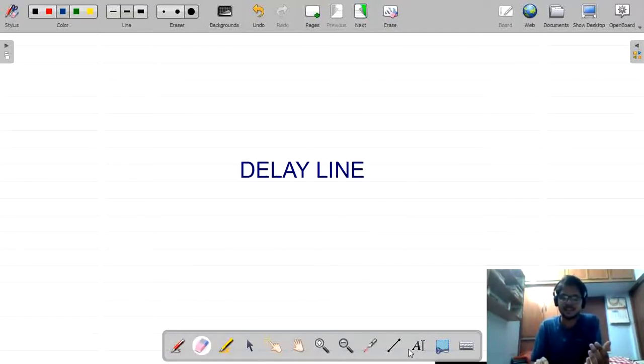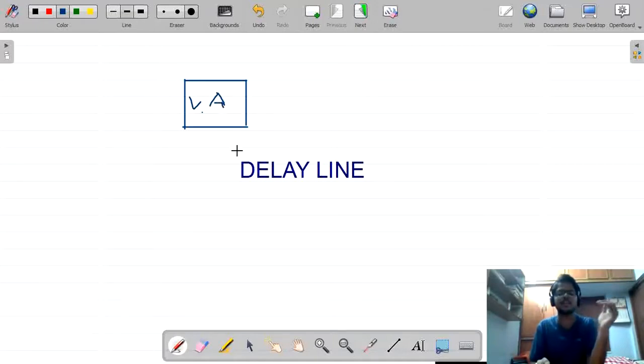Let us consider, in general our CRO has two types of systems. First one is a vertical deflection system. The vertical deflection system in general consists of a vertical amplifier along with the delay line. Now let us consider that there is no delay line in the CRO. Okay, let us assume. And the horizontal deflection system.